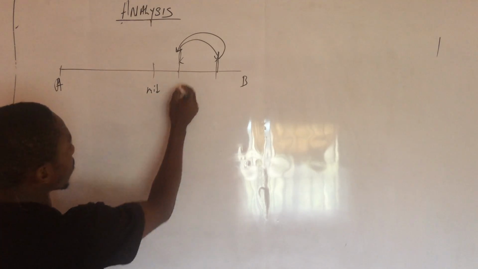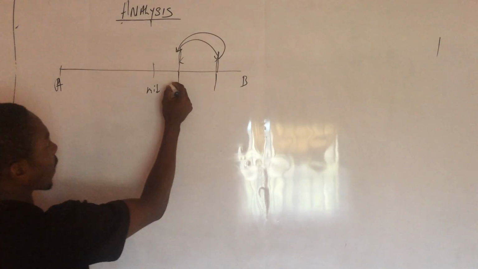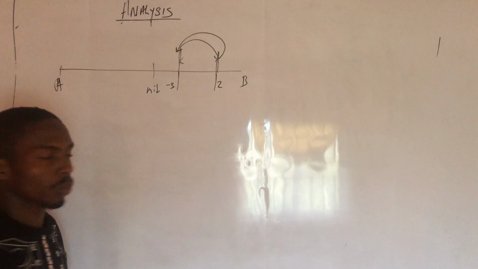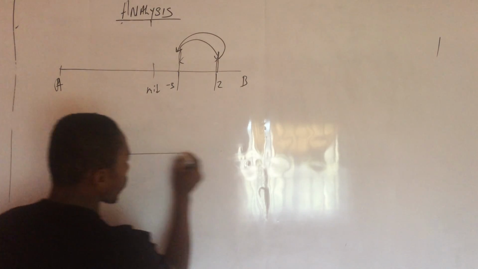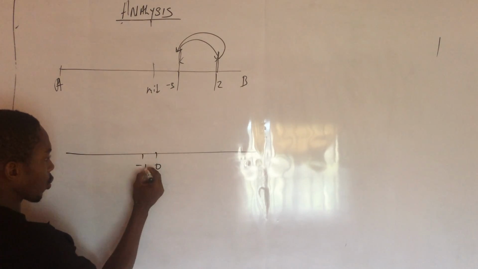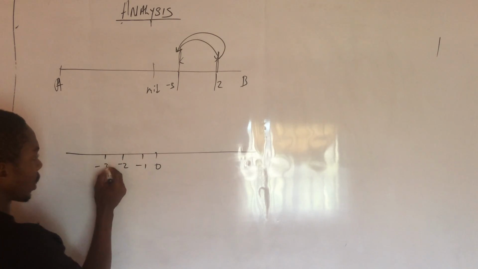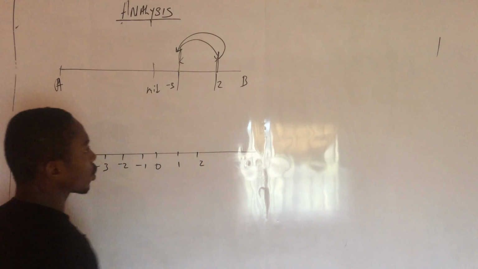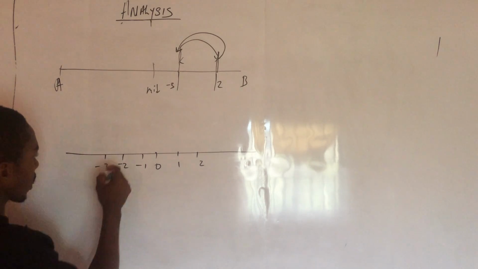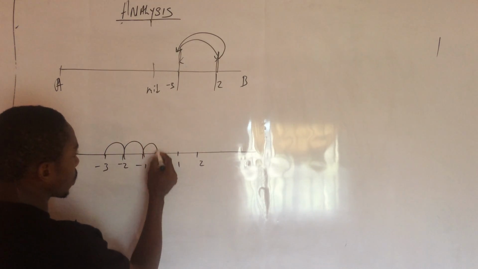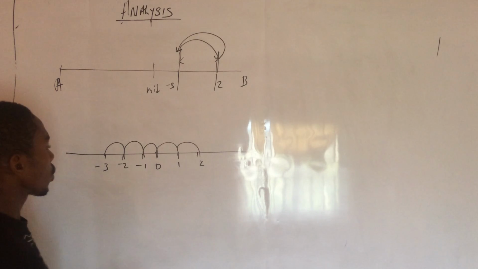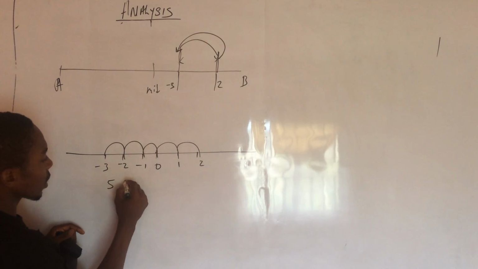For example, now we have that, okay, here is -3 and here is 2. On our real line here is 0, -1, -2, -3, here is 1, here is what? 2. So, let's check the distance. 1, 2, 3, 4, 5. So, meaning 5 steps.